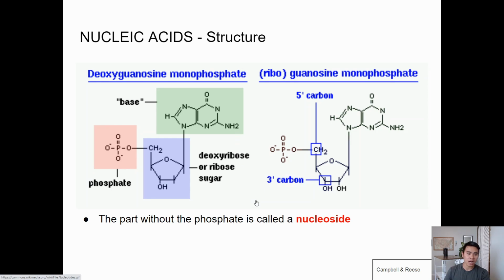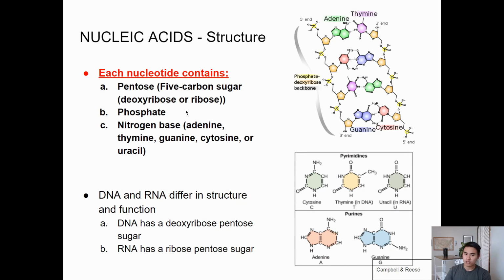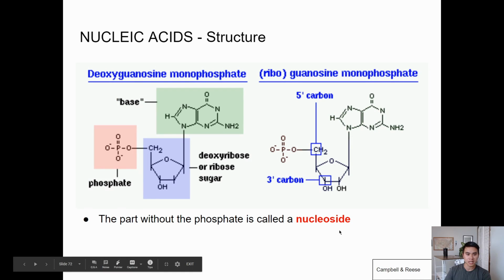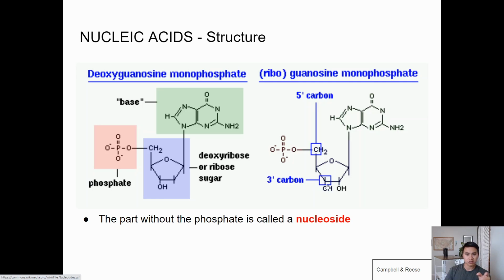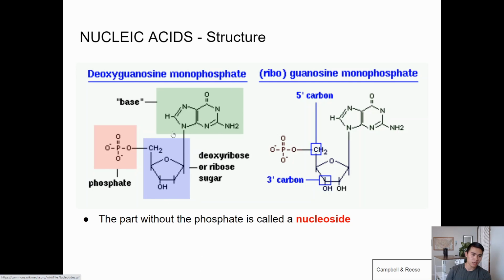And then if you just have the pentose with the nitrogen base, that's actually called a nucleoside. So it's like part of the nucleotide, if that makes sense. And then you add in the phosphate, and now it's a nucleotide. So now it's like a full thing. So 3 components: phosphate, deoxyribose or ribose, so DNA, RNA, and then the base.